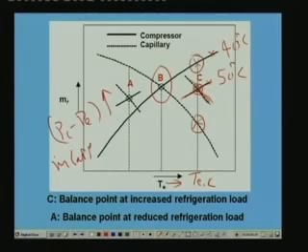One thing you can notice here is that before the load increased, this was the balance point. The new balance point under increased load is here, and at this point you can see that the evaporator temperature is higher than the original point. That means TEC is greater than TEB. Similarly, the condenser temperature at the new balance point, that is condenser temperature at C, is greater than condenser temperature at B. So, a new balance point is restored, but at much higher temperatures.